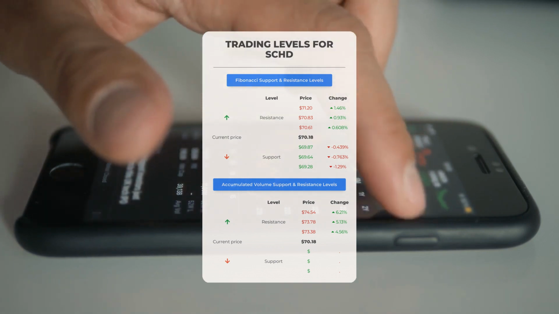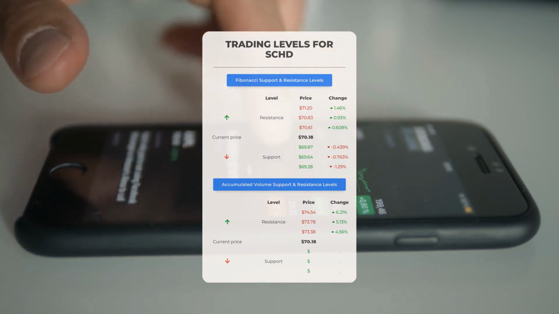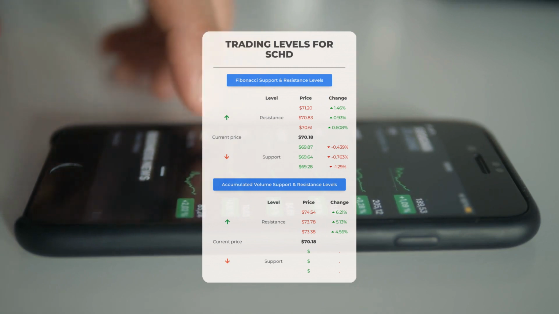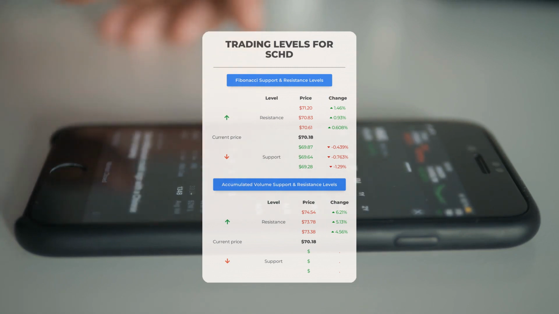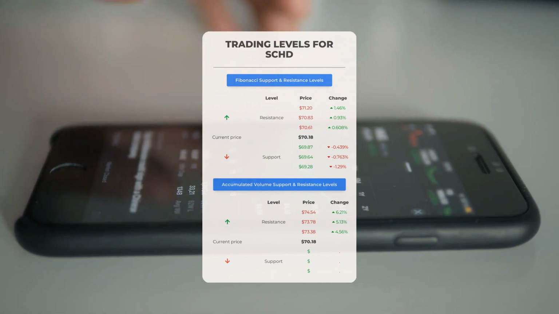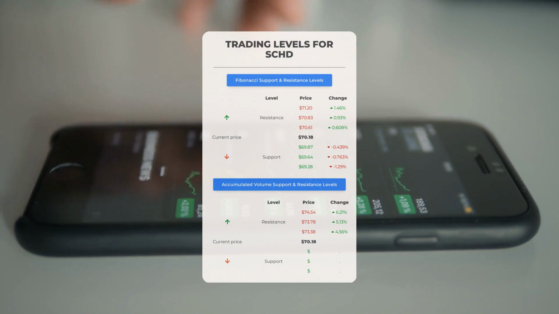Now, here's something to be cautious about. There's not much support from accumulated volume below. This means that under certain conditions, the stock could take a sharp drop. So, if you're an experienced trader who knows how to navigate such situations, proceed with caution and consider placing your bets wisely.